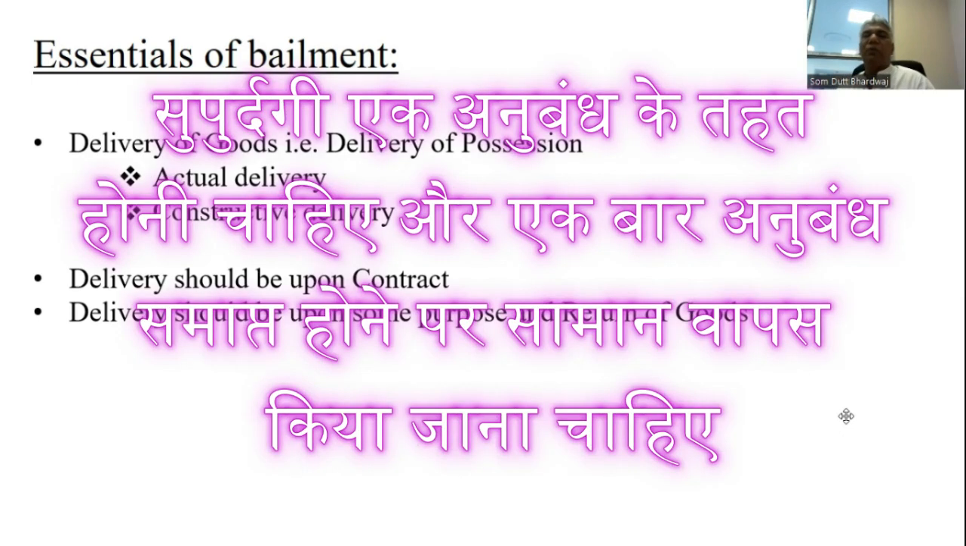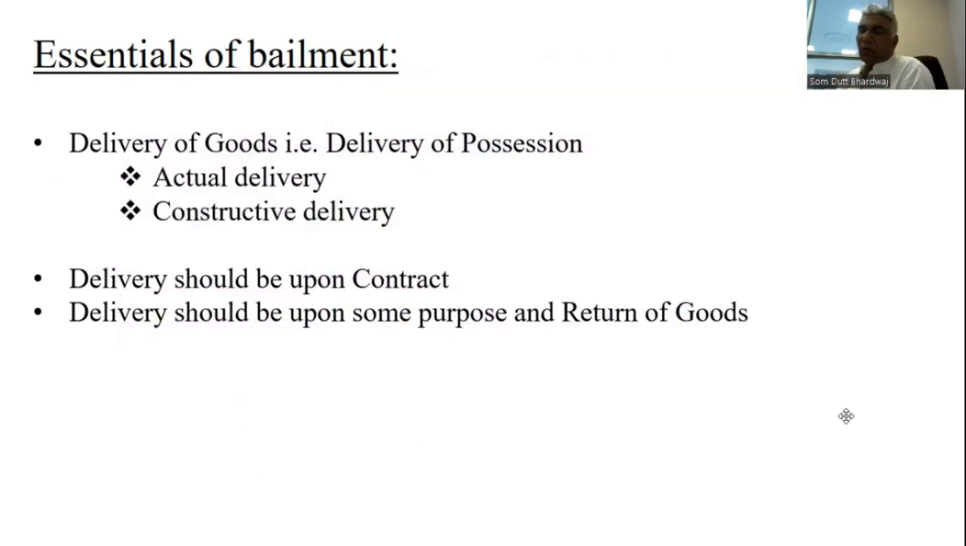And the delivery should be upon some purpose, and once the purpose has been accomplished, it must be returned back. If it will not be returned, or if there is no intention to get it returned, then there is no bailment. What we can understand here is that return also includes disposing of the goods as per the directions of the bailor. So whatever directions the bailor has given, if the bailee follows those directions and simply disposes of or delivers the goods once the purpose is over, according to those directions, then it will be considered that the bailment is over. So it is very much necessary that once the purpose is over, the goods must be returned or must be disposed of as per the directions of the bailor.